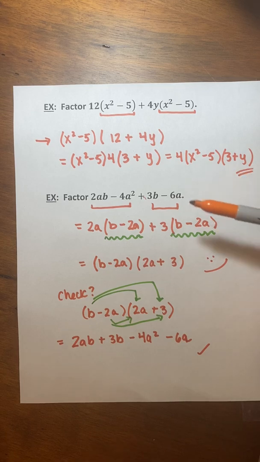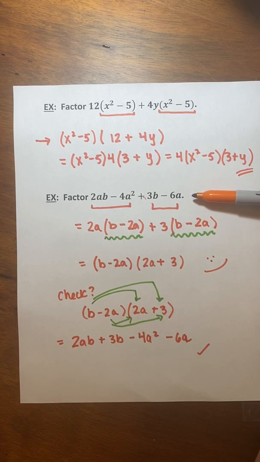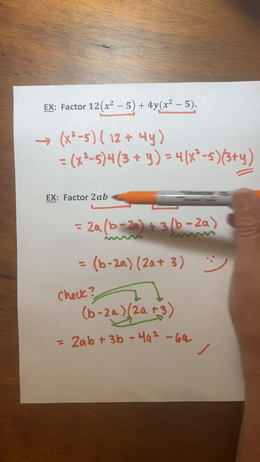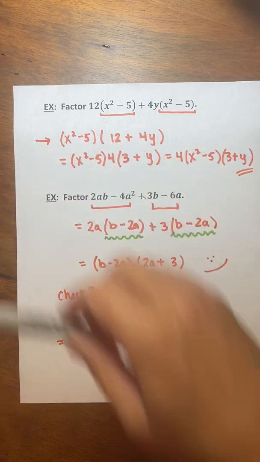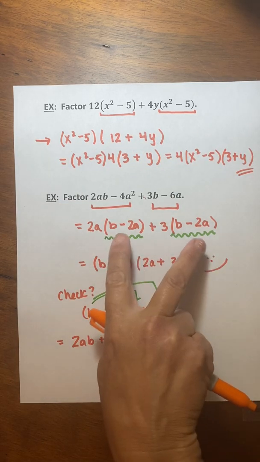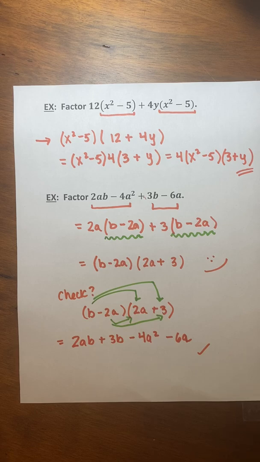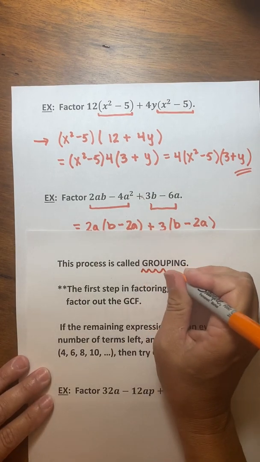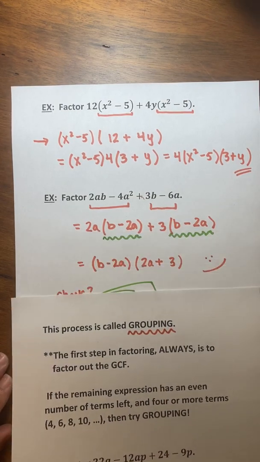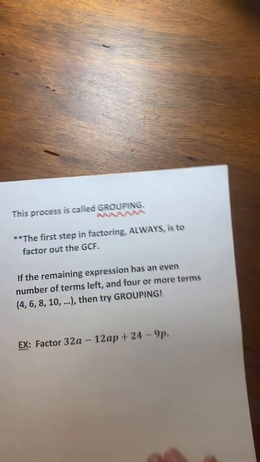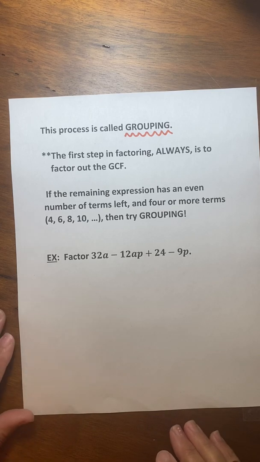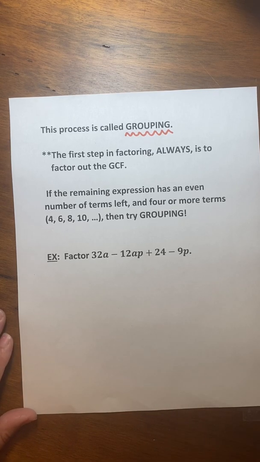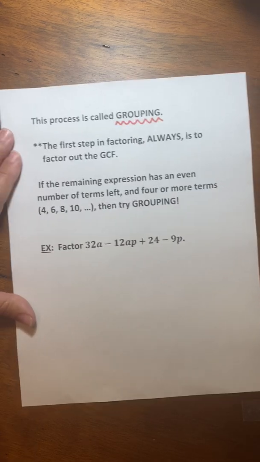Right, what we just did is we looked at this 4-term expression. It originally appears to be prime because as is, the 4 terms have nothing in common. But if we look at them in sets, the first 2 and then the second 2, pull out what they have in common, we saw that we created a term that both of these little groups have in common. This process is called grouping. All right, so before you do anything, when you factor, you always try to pull out a greatest common factor first. Once you pull out a greatest common factor, if the remaining expression has an even number of terms left and 4 or more terms, then try grouping.